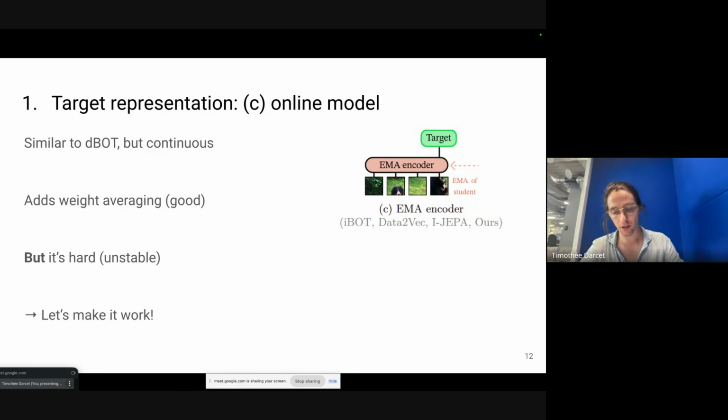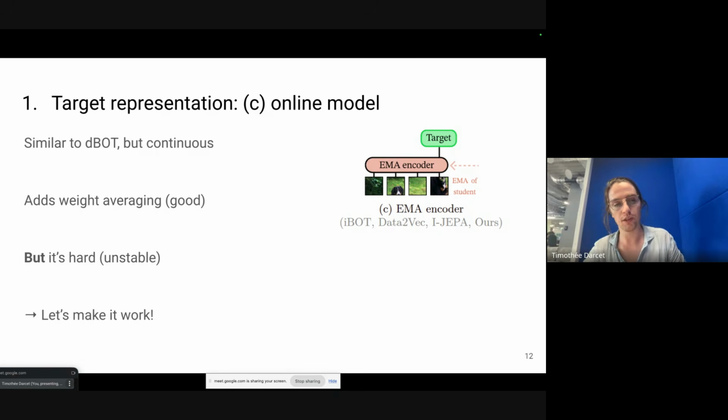Now, if you remember the diagram at the beginning, I should have put it back here. If you remember the diagram, this is the first box. Target representation. How do we convert our target image, the specific patch that is missing from the student, to a target representation? Well, we're not going to use it raw. We're not going to use a frozen encoder. We're going to use an EMA encoder. And that is our philosophy.